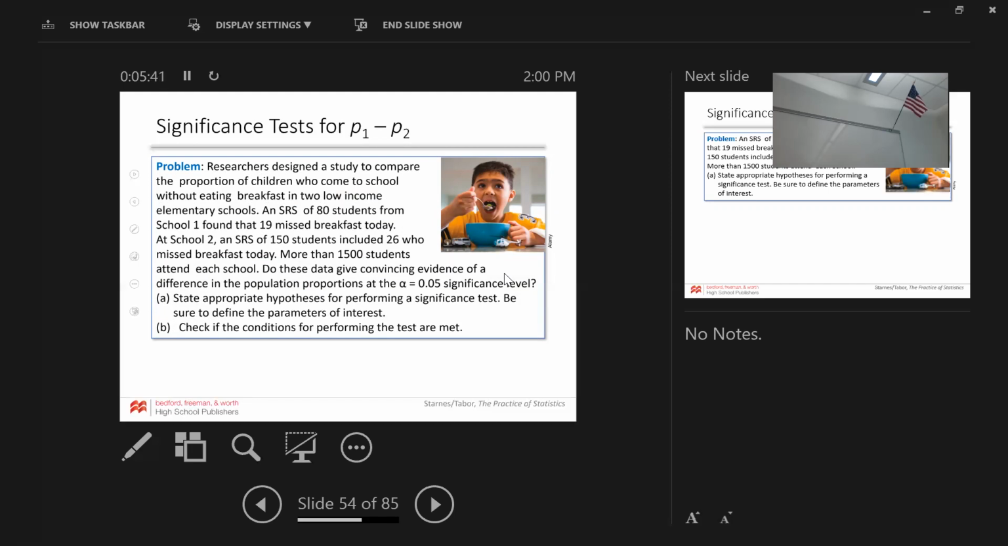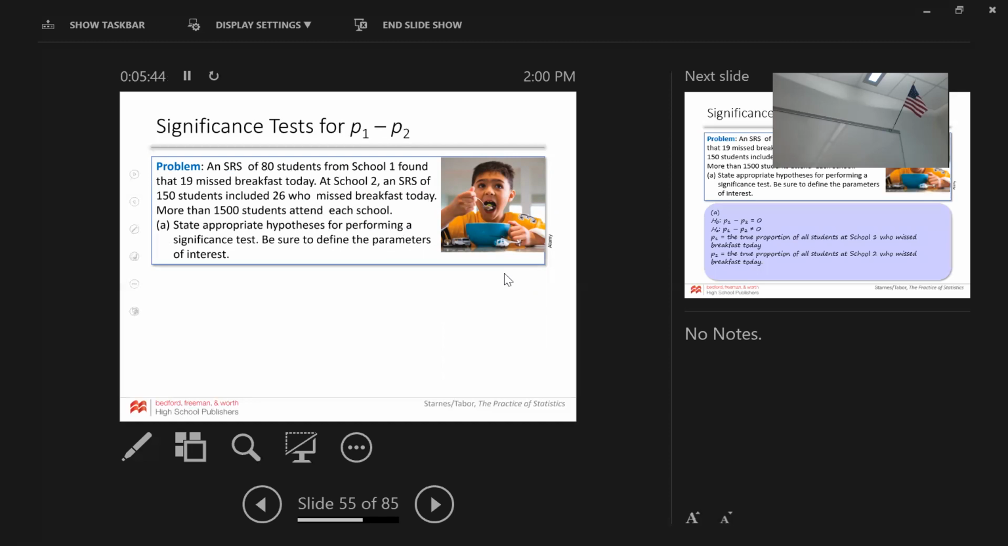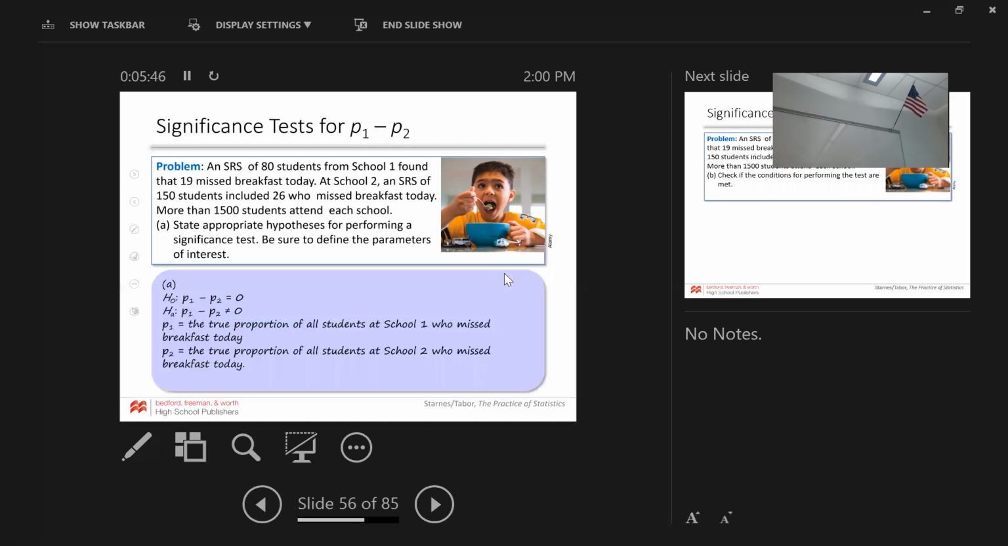All right, we got the table together. Now we go here. The null is there's no difference between the proportions of kids that miss breakfast between the two schools. No difference. That's the null. The alternate is there is a difference. See, it's a two-tailed test. They're not claiming that one school is better than the other. Like, is this school doing a better job feeding their children? Or is this school doing a worse job? They just say, is there a difference?